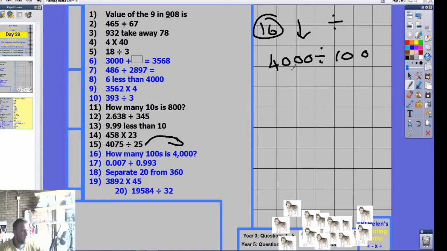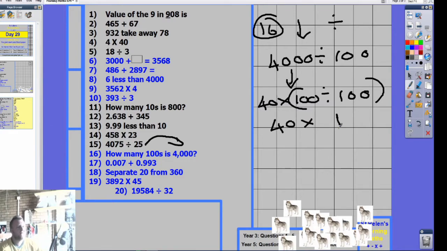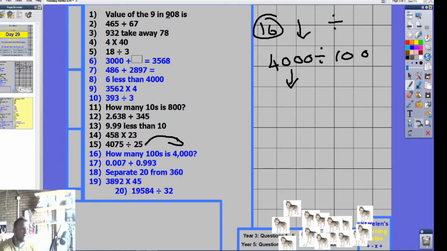Remember that this is the same as saying 40 times 100 divided by 100. What's 100 divided by 100? It's 1. So 40 times 1 is 40. Why do I say that to you? It's to show you that the rule works: if you have zeros on either side of the number and you're dividing, you can just cancel them out. 10 divided by 10 is 1. 10 divided by 10 is 1. The answer is 40 divided by 1, 40.